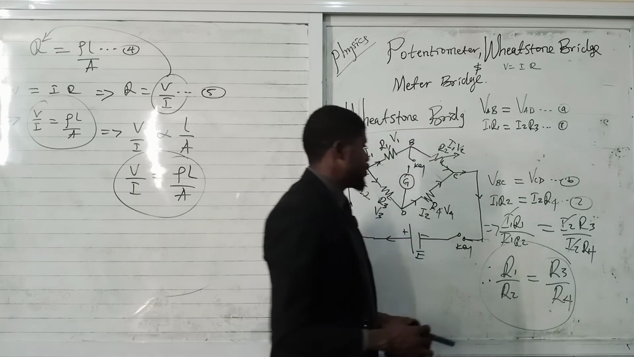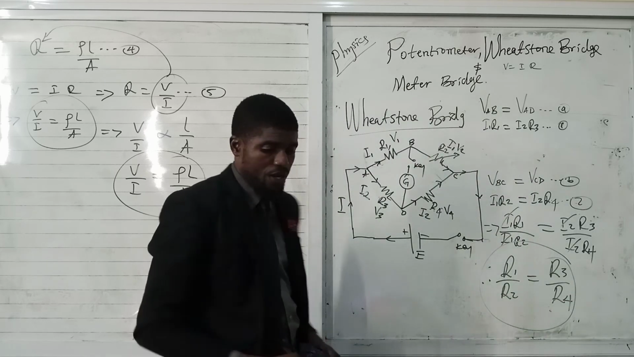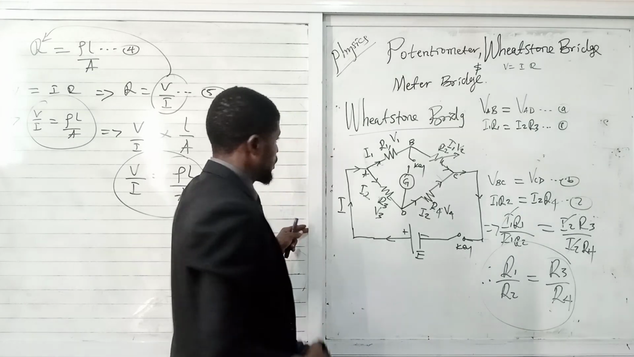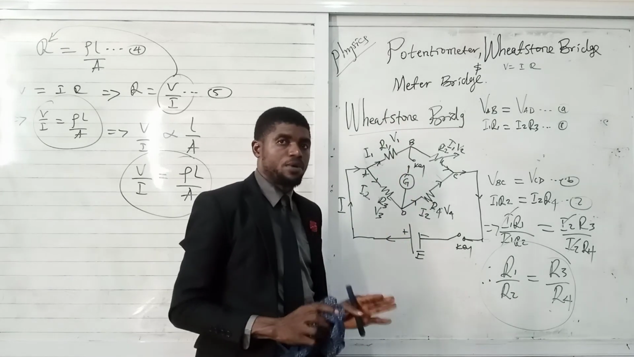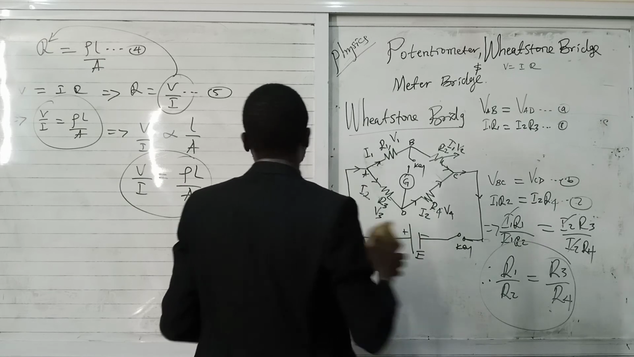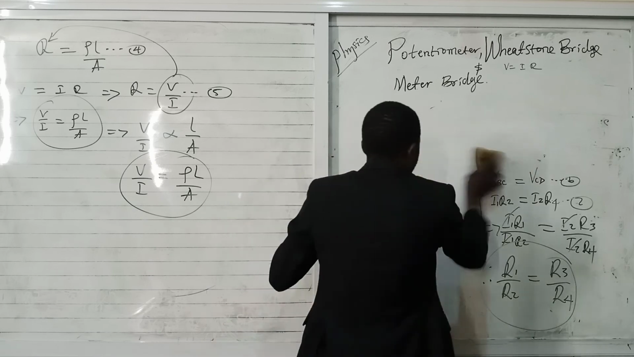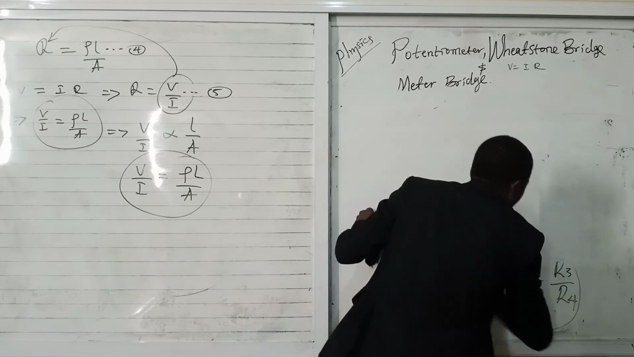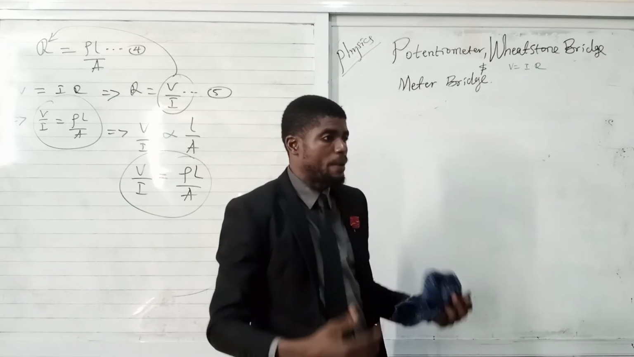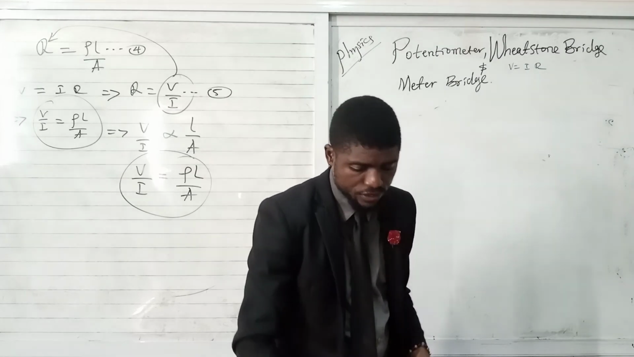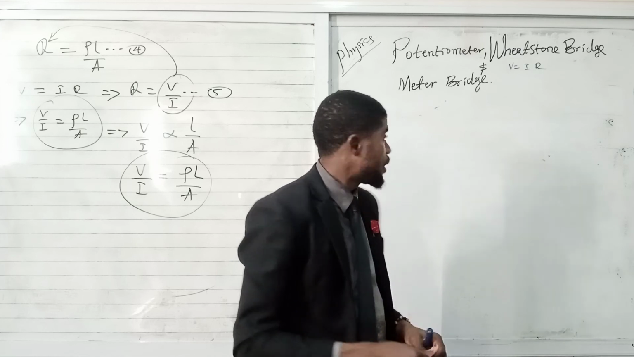So, any of the unknown resistors can be given. I will say that this R4 can be customized to Rx. That is that for that. We are going to quickly look at the meter bridge. All of these have their own peculiar equations. The meter bridge is simply a practical application of the Wheatstone Bridge. The meter bridge is also used to determine the value of unknown resistance in a circuit.